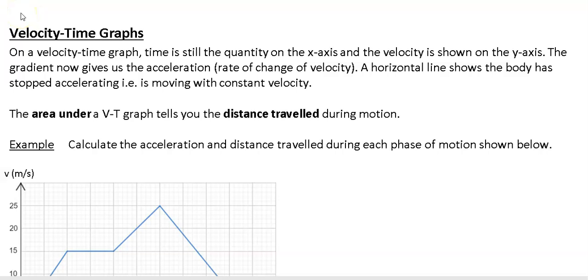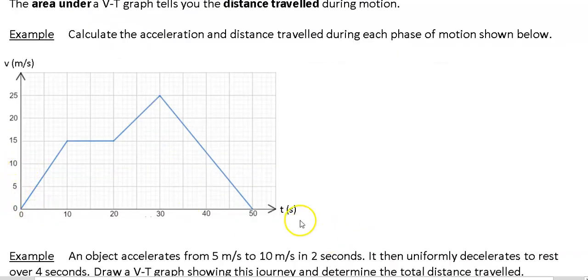In this video we're going to look at velocity time graphs. Now in the previous video we looked at displacement time graphs. Velocity time graphs are a little bit different. In a velocity time graph you have, instead of displacement, velocity on the vertical axis, and on the horizontal you have time.